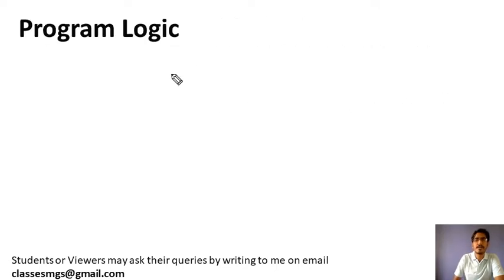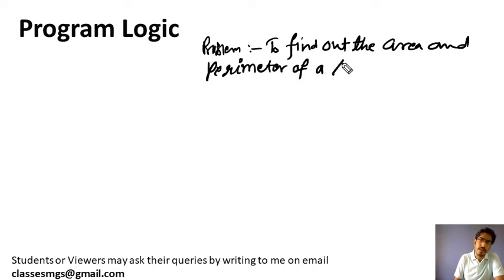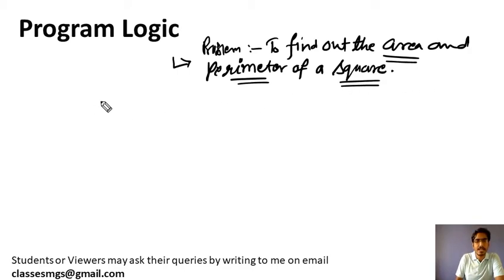So as usual, first we will understand what the problem is. The problem is to find out the area and perimeter of a square. In the last video we saw the Python program to calculate the area and perimeter for the rectangle. If you didn't watch it, please go through that video. Before watching this, it will clear your concepts very easily. So we will draw a square here.